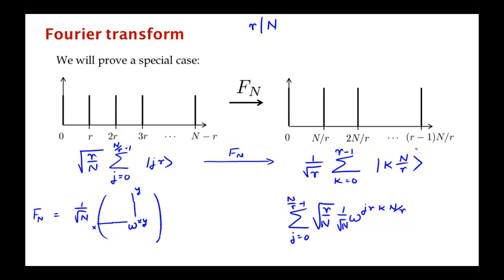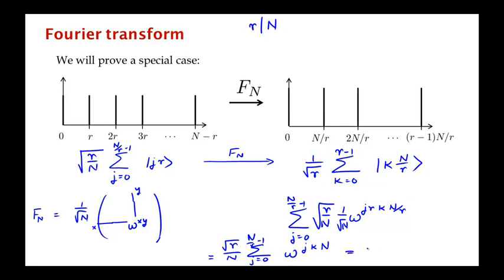Okay, so what is this value? Well, this is equal to square root of R over n, summation j equal to 0 to n over R minus 1 of omega to the power of, these R's will cancel, and it's j times k times n. But remember, omega to the n is 1. So this is just 1.